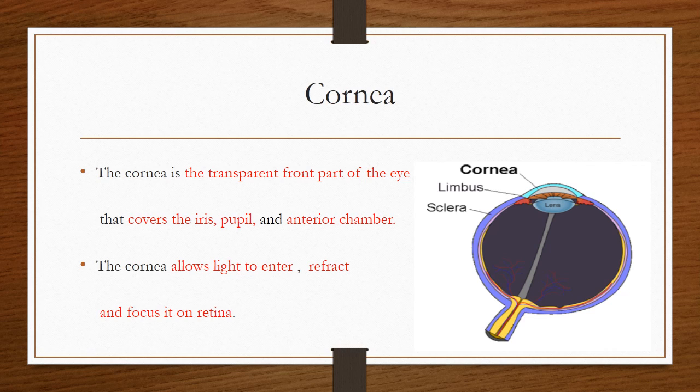So cornea is the transparent front part of the eye that covers the other structures that are iris, pupil and the anterior chamber. You can see these structures that are covered by the cornea. It allows light to enter, then it's refracted by the cornea and it gets focused on the retina.